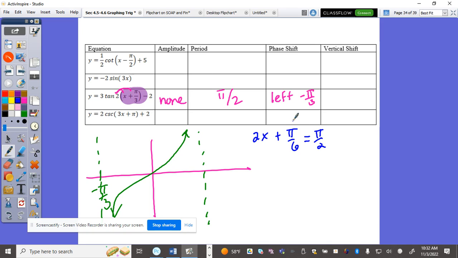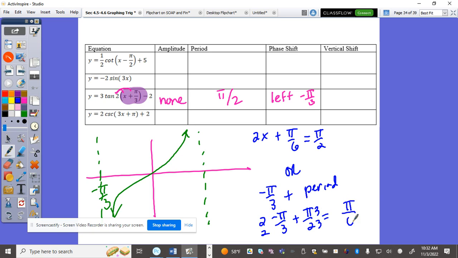You can use this formula and solve for x, or the simplest way: if you're going to start at negative pi over 3, just add the period. The period is pi over 2, so negative pi over 3 plus pi over 2 will give you the ending point. You always just add the period, not always pi over 2, but whatever period you got from the problem. In this case, you multiply by the common denominator, and that will give you pi over 6.